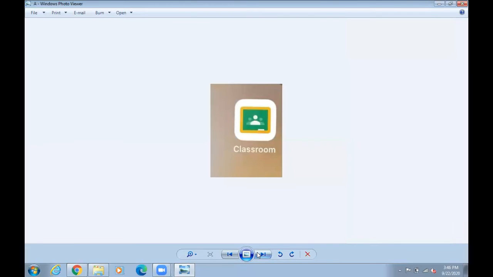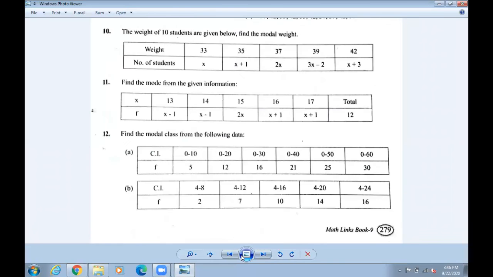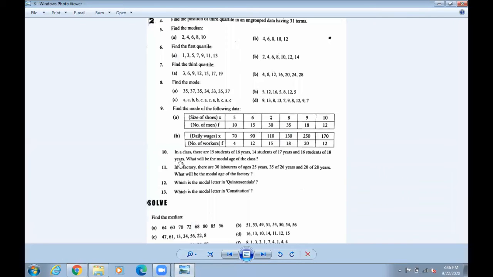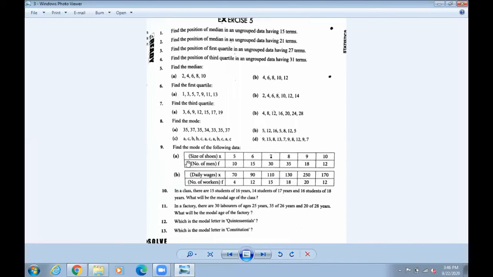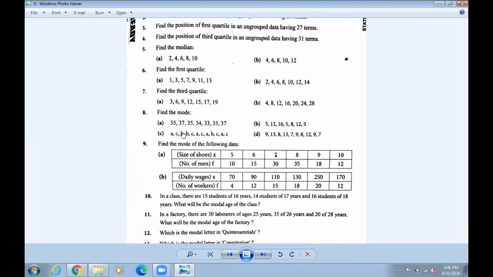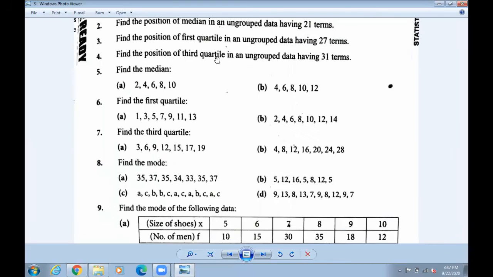So let us go to the next number. Okay, 1, 2, 3, 4, you can do it. So third quartile means you need to find out 3 bracket (n plus 1) by 4. Right? Hope you know the formula. So this is the value of n, which means 31.